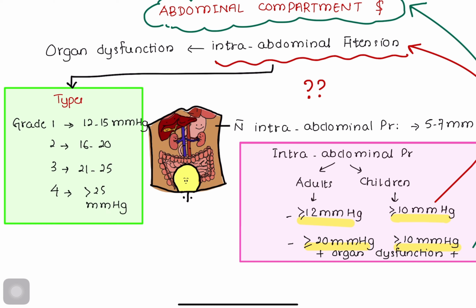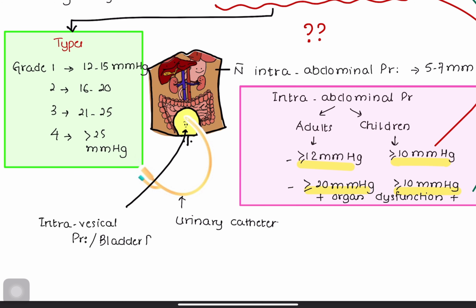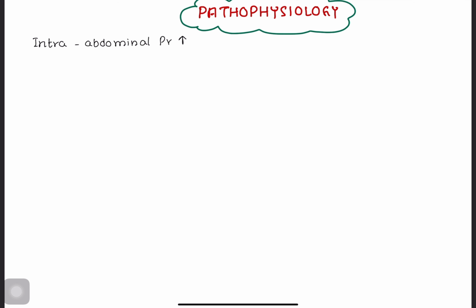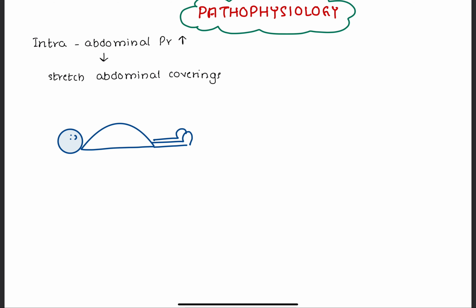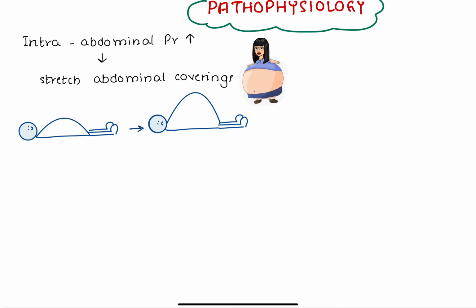How do you measure intra-abdominal pressure? It is measured via the urinary catheter, as bladder is inside the abdominal cavity, and bladder pressure directly reflects the intra-abdominal pressure. Rise in intra-abdominal pressure causes the abdominal coverings like skin, muscles, and fascia to stretch. And when they reach a certain limit, they can't stretch anymore.